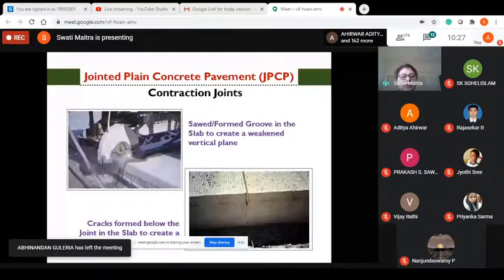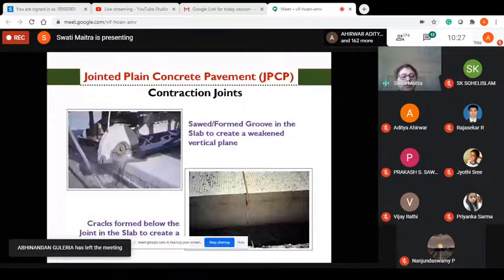Now another thing, all these joints need to be properly sealed, because otherwise the water and other dust materials may percolate and go deeper to the inner layers and can damage the pavement. So it is very, very important to seal the joints in case of JPCP, particularly the construction joints.